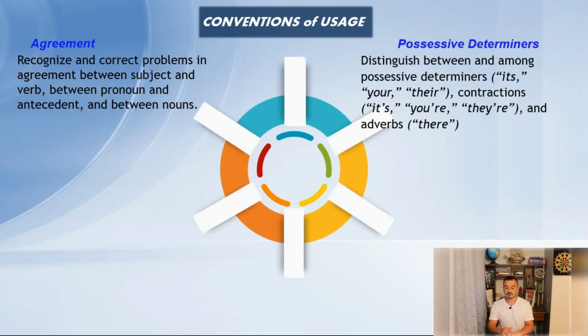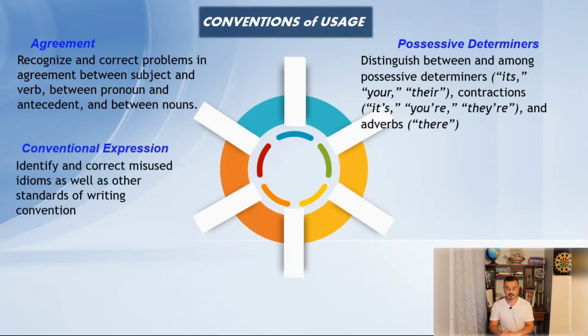The next question type is called possessive determinants. These questions ask us to distinguish between and among possessive determinants (its, your, their), contractions (it's, you're, they're, with an apostrophe), and adverbs (there).